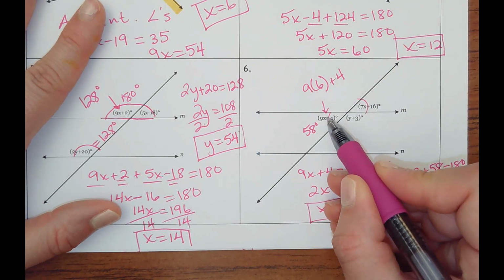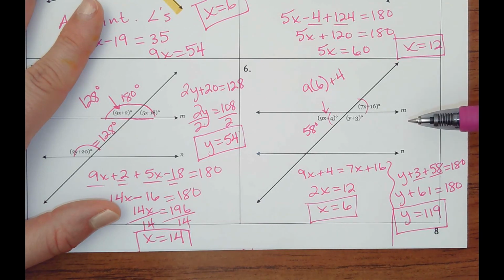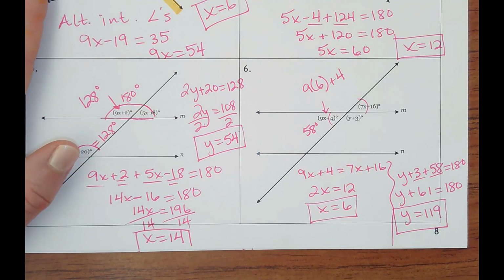To find y, these two are a linear pair. They must equal 180 when added together. So I have y plus 3 plus that 58 equals 180 degrees. I solved that and I found y to be 119.